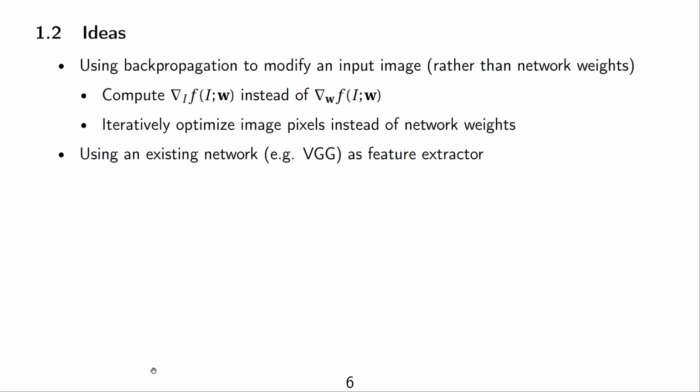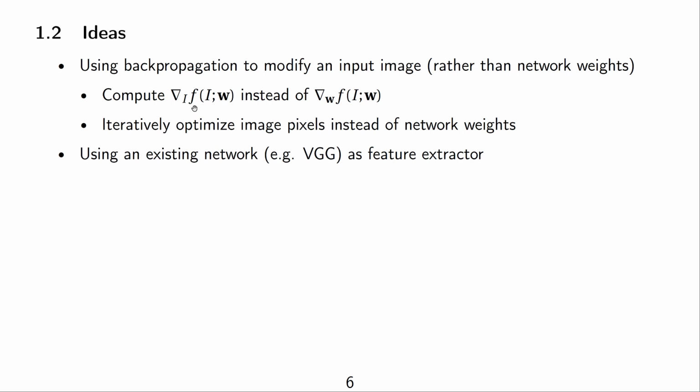I just would like to highlight two ideas that are really nice when we look at texture synthesis, and why texture synthesis is a good example, maybe for these two techniques in a broader context. So first, we can use backpropagation to modify an input image rather than the network weights. As we discussed before, one can compute the gradient with respect to any set of variables.